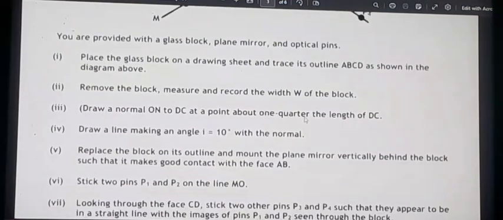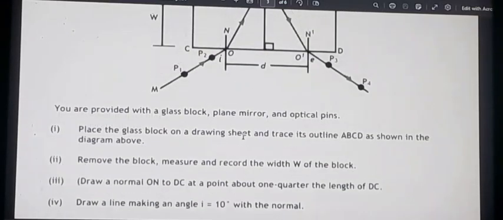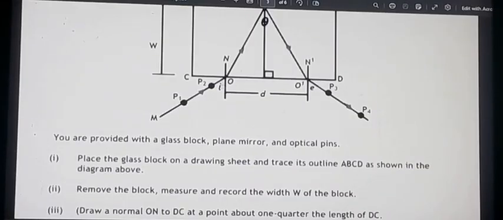Next, draw a line making an angle i equals 10 degrees with the normal. So that's the angle of incidence. You can see that here. At this point, I'm going to draw my angle of incidence with this normal, which is 10 degrees. So you're going to need your protractor to do that.